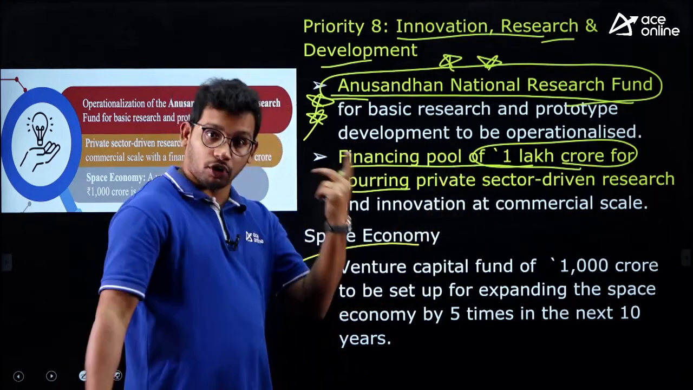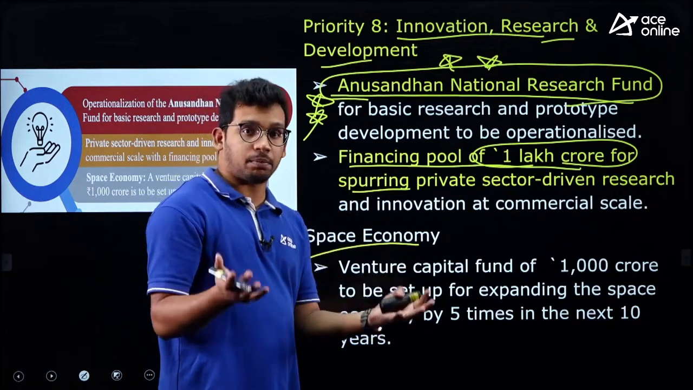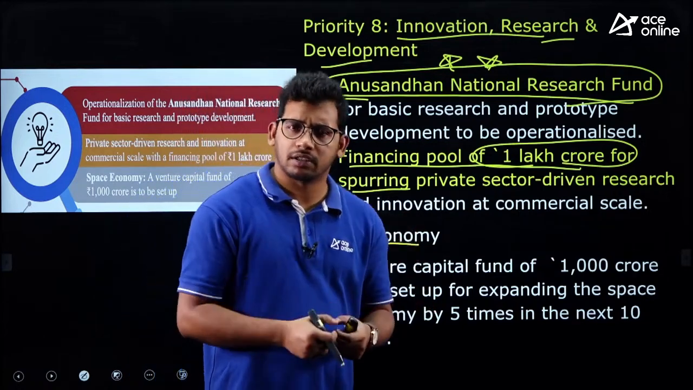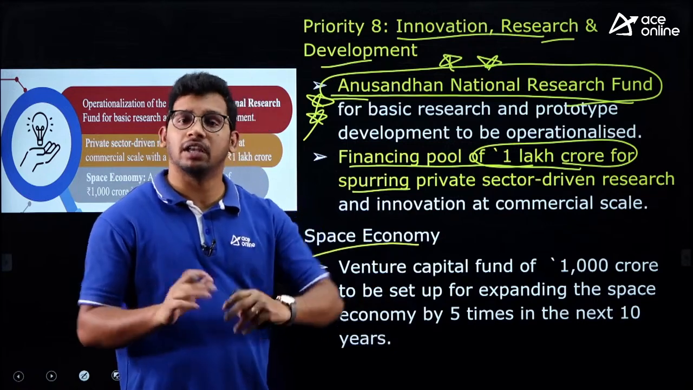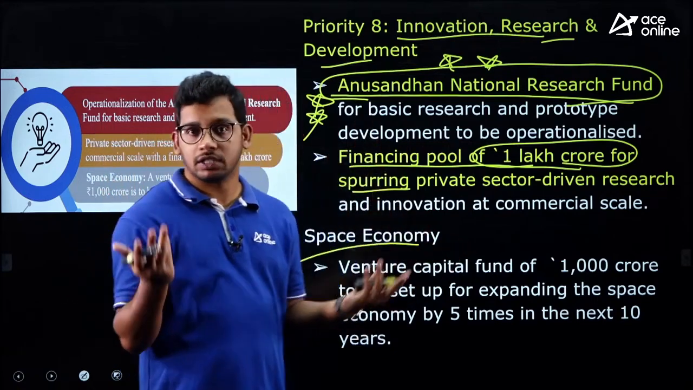And finally, space economy. Now you can see there are a lot of private players, not just Elon Musk's SpaceX. There is a lot of Dhruv Tara in India, and many more companies are coming into space investment, launching satellites and all.